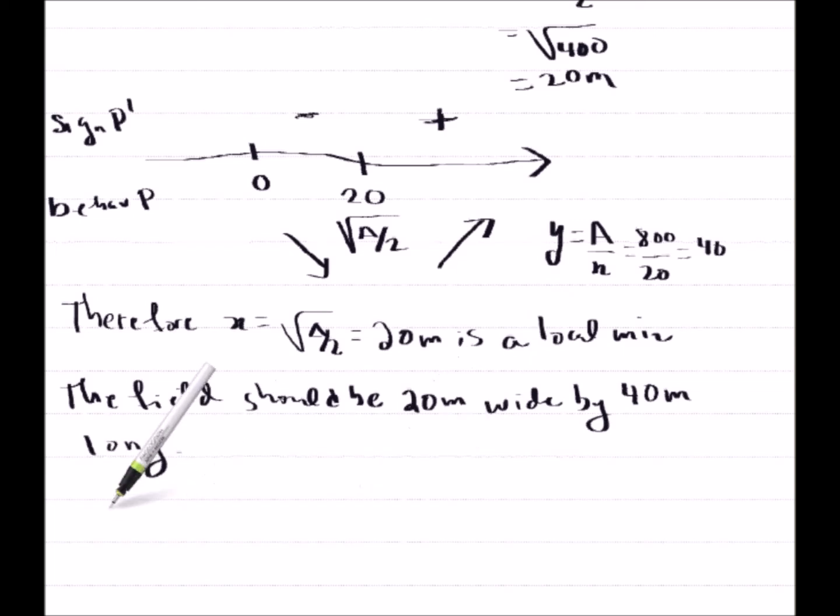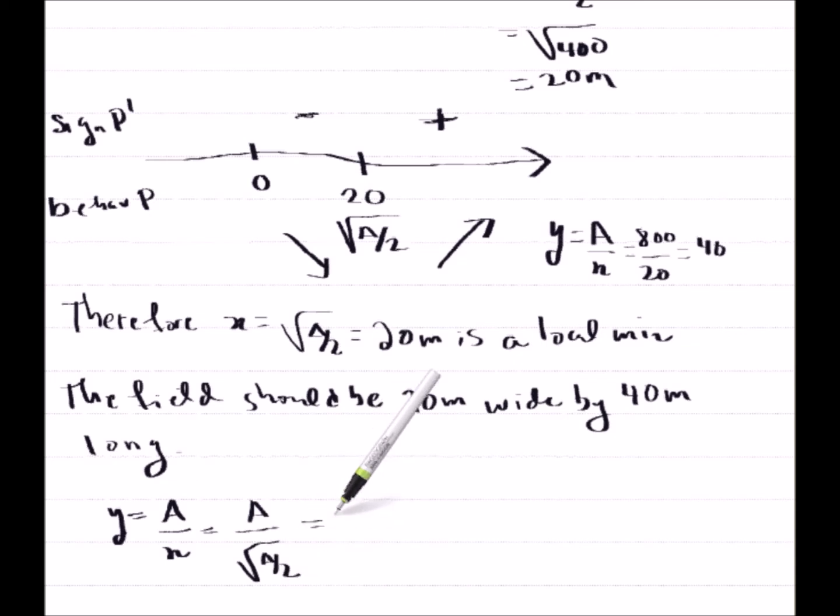Actually, no. I just want to show you this just to finish. So of course the problem is not asking for this, but I just want to show you that it's not a coincidence that 40 is 2 times 20. If you look at y, it's a over x. But if you replace x by root of a over 2, you get that this is a times the inverse of this, so 2 over a times square root of 2 over a.